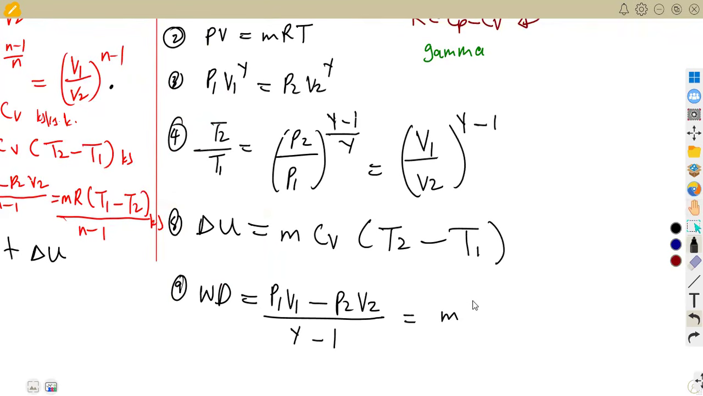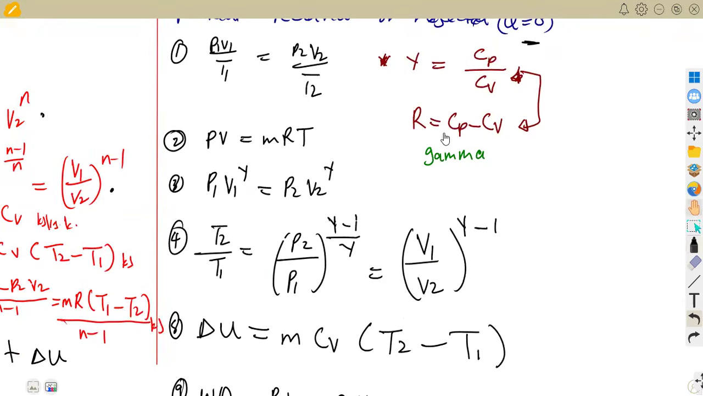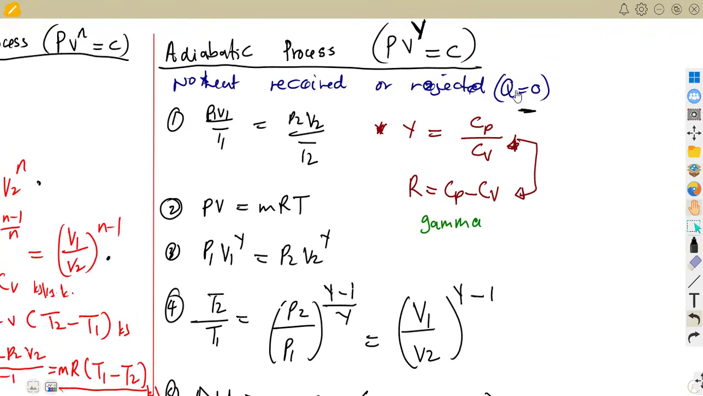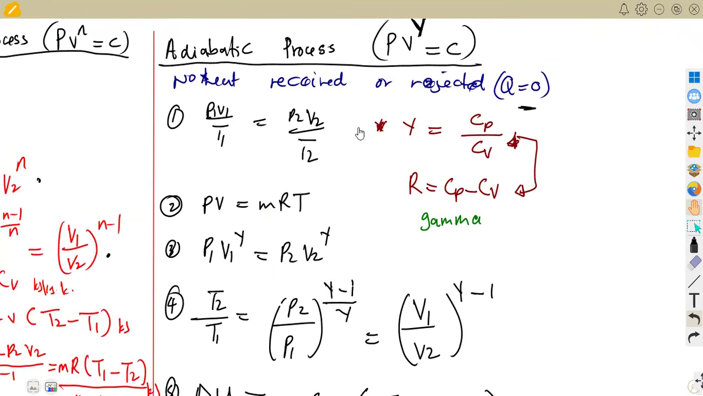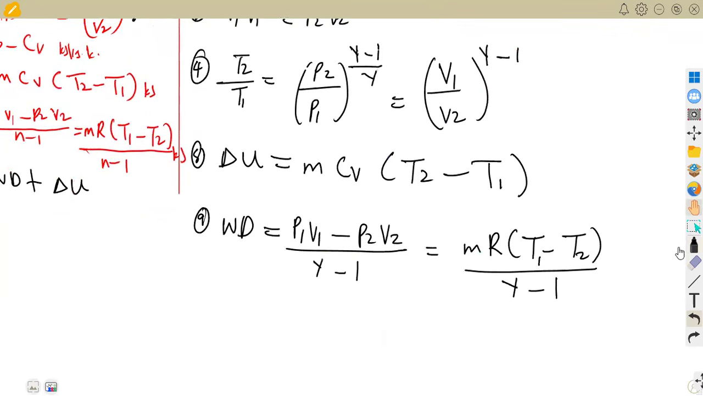So it's going to be mR (T1 minus T2) over gamma minus 1. That is the only difference that we have. And remember that we said this one is the only thing that is different: our Q is equal to 0 under an adiabatic.